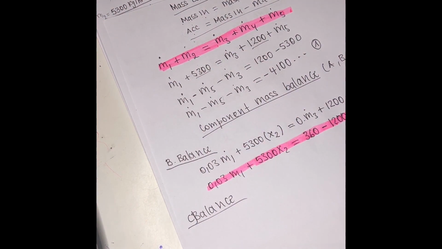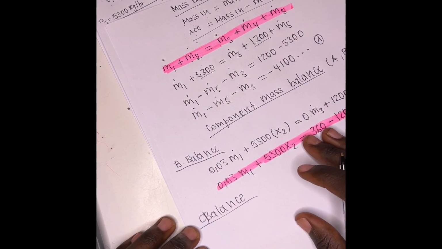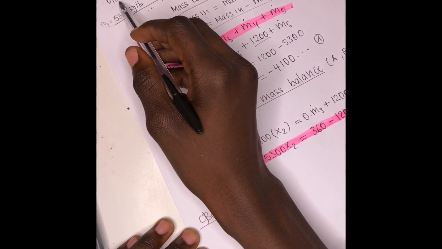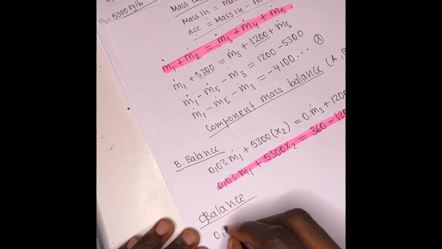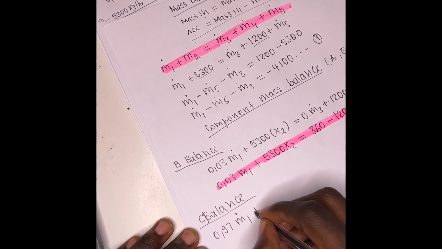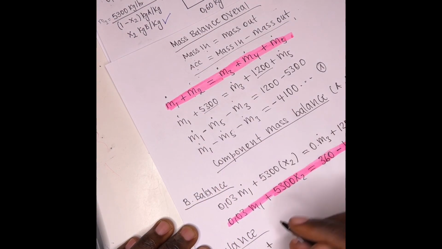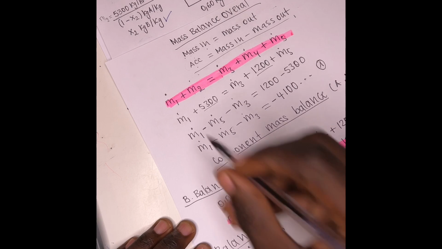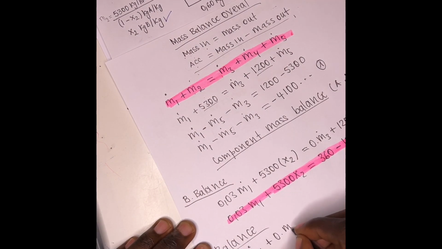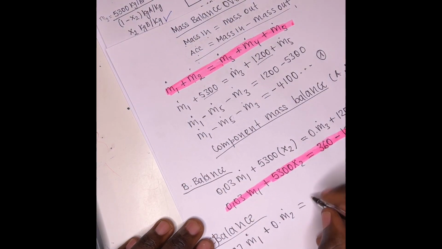Yes. So now, what do we need? We need the balance of C. What is the balance of C? We come here. What is C? 0.97. So we're going to have 0.97 M1 plus. We come here. Do we have C? We don't have C. We have only A and B. So it means 0 times M2. Equal. And then we have C here? We don't have C, guys. So we're going to have M3 times 0.